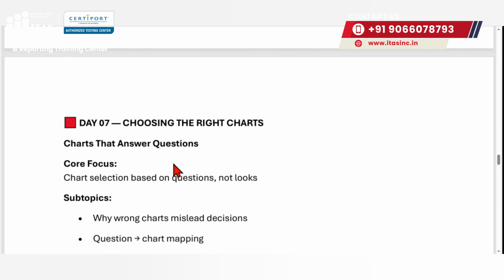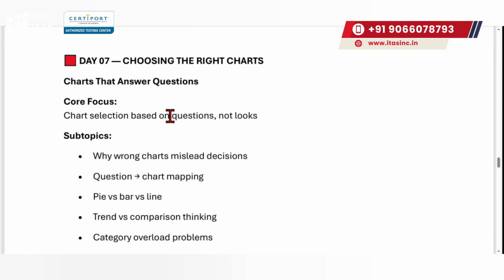So what kind of right charts do I have to choose when I'm trying to say something, when I'm trying to give some information? The chart selection should be based on questions and not looks. People feel that they'll create some advanced charts so that it looks very impressive. No, the chart should be very easy to understand and answer your questions.